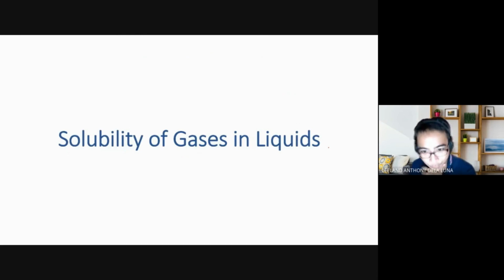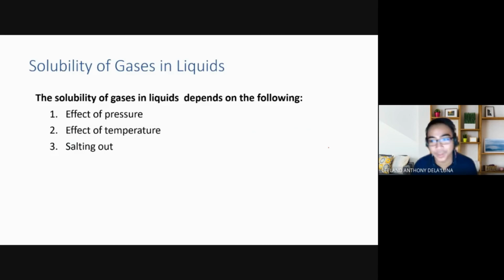Solubility in liquids. Solubility of gases in liquids. So sabi nga natin, class, one of the major factors affecting the solubility of your gas in a liquid would be, of course, pressure and temperature. Okay, yun two major factors. Salting out, class, hindi lang naman to limited sa gas, pwede rin naman to sa liquids or solids. Pero babanggitin ko na siya dito.